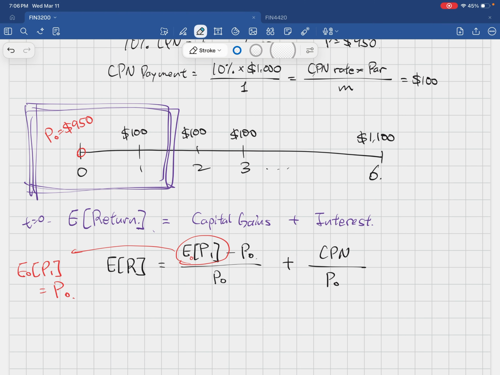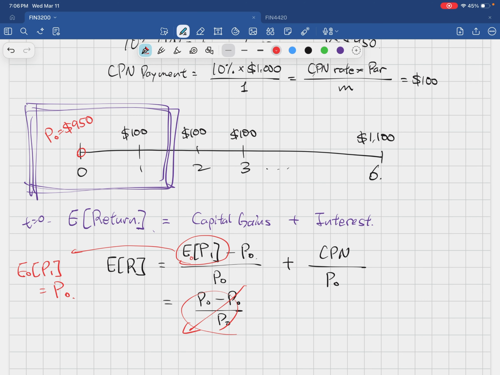Basically, what we have is P0 minus P0, because we don't know what the price is going to be in time 1, so this term cancels out. At time 0, we cannot predict how much capital gain we'll make, so this part is 0. The only part that's left, the part we know for sure, is that as long as the firm doesn't go bankrupt, we're going to get the $100 coupon by paying $950.